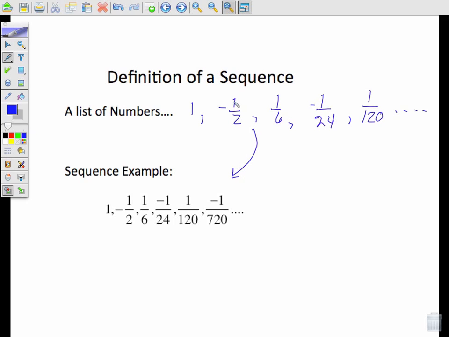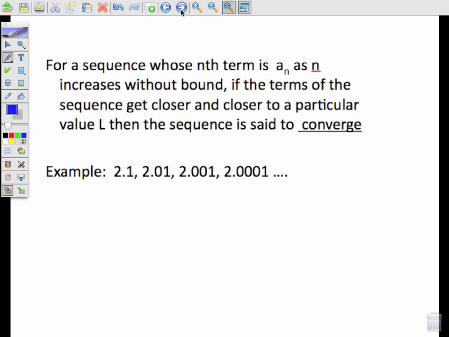So we've got ways to describe sequences, and within sequences we're able to use limits. The first description is for a sequence whose nth term is a sub n, as n increases without bound, so it's going to infinity. If the terms of the sequence get closer and closer to a particular value L, it is said to converge. This is like how we describe limits. Limits converge to a number. You can see this is slowly going to the number 2.